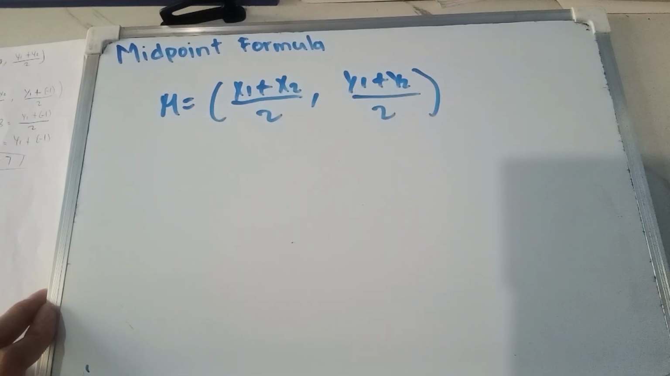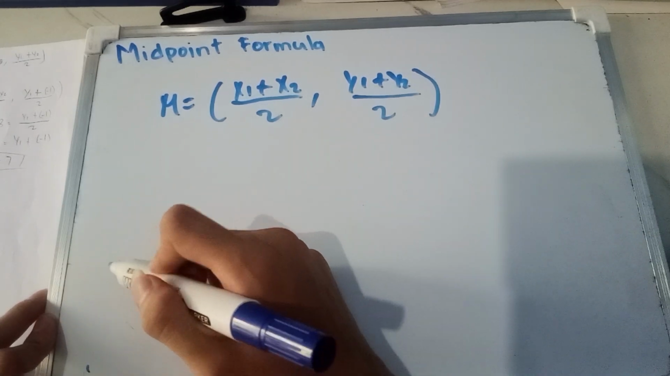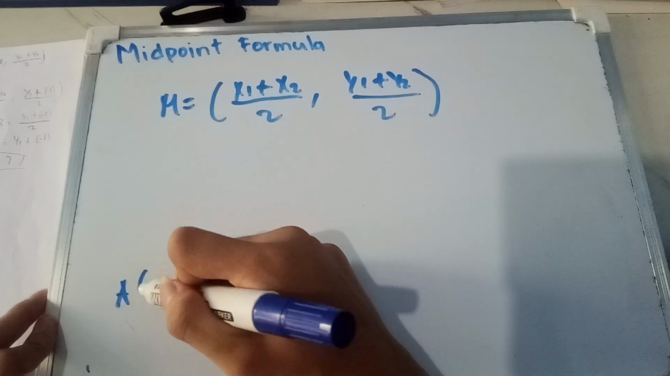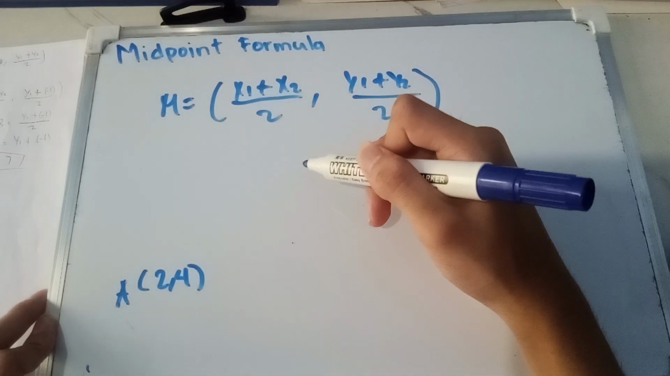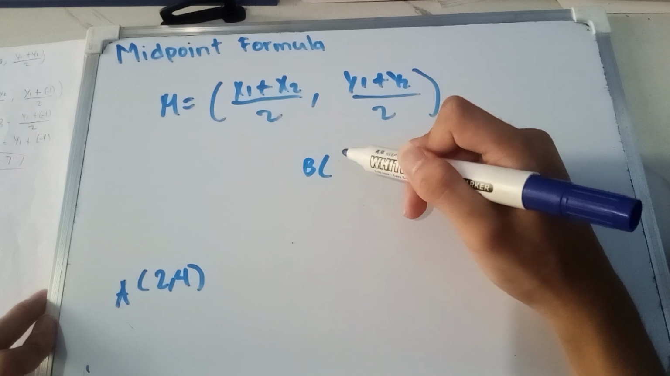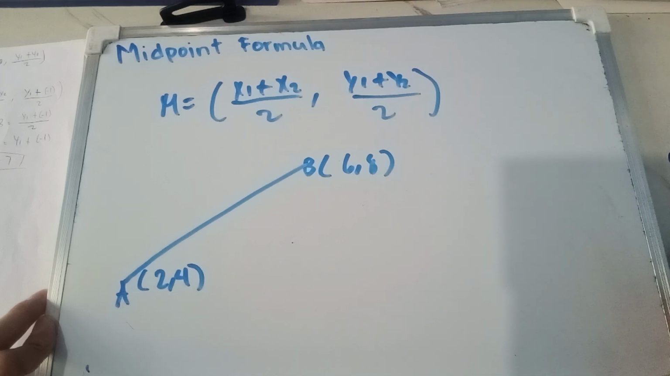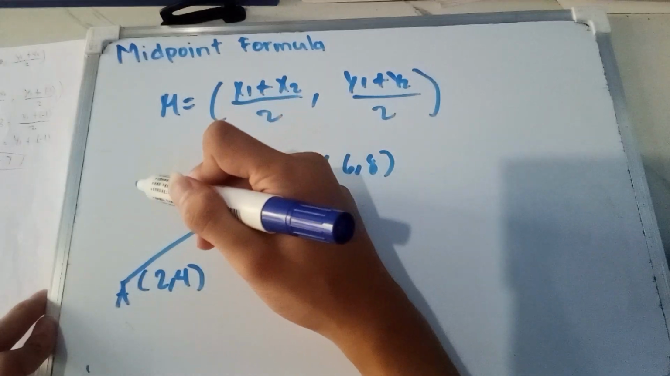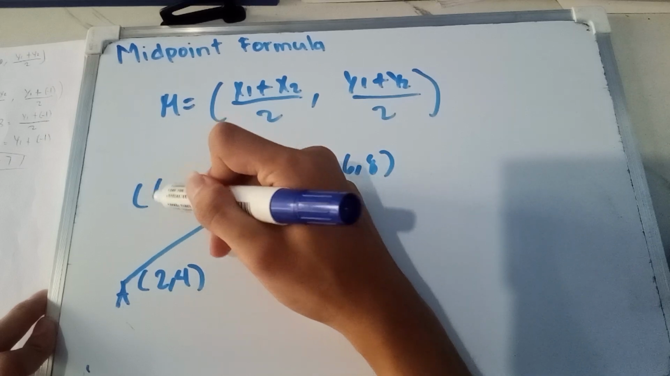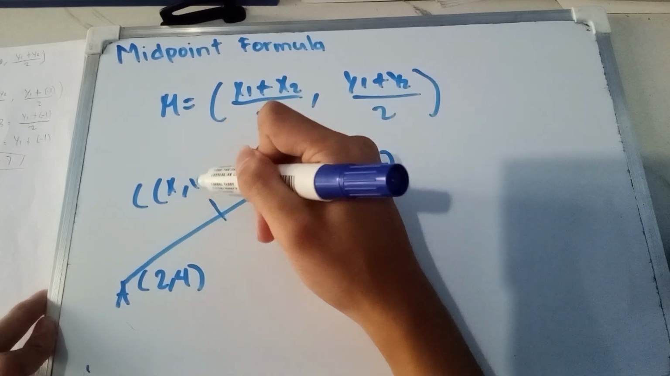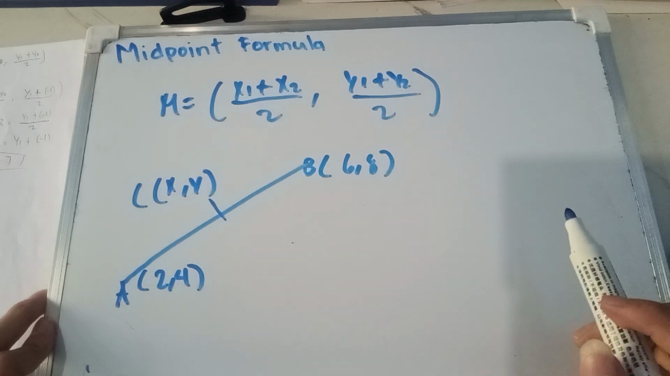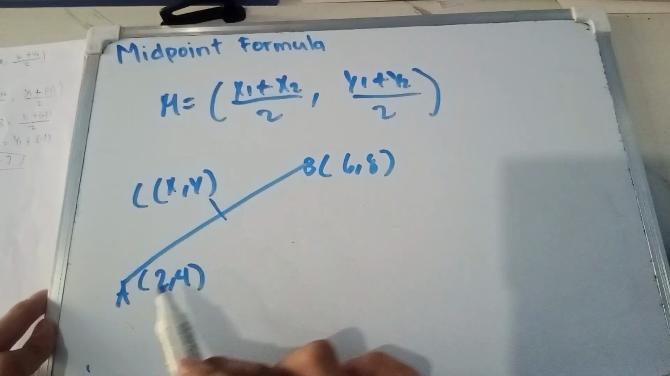So let's say we have 2 points here. Point A, which is 2 and 4, and point B, which is 6 and 8. But we need to find the midpoint here. So how do you find it? Let's call the midpoint C. So how do you find the midpoint C using 2 points?